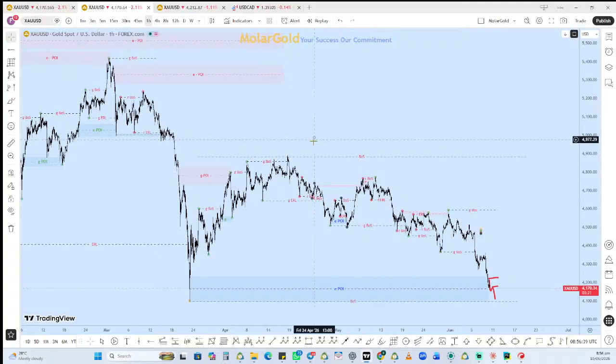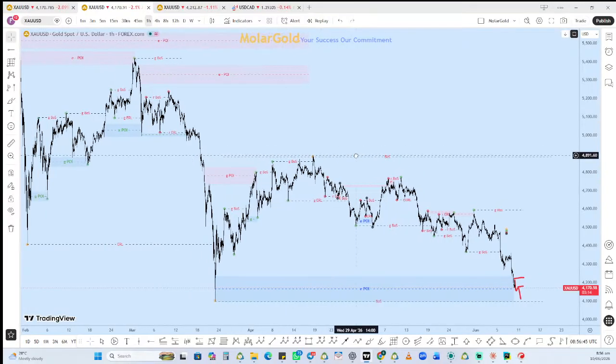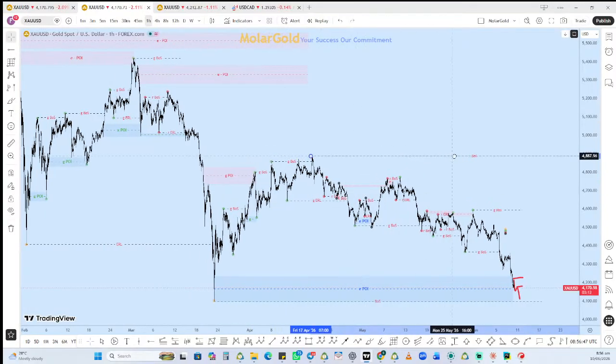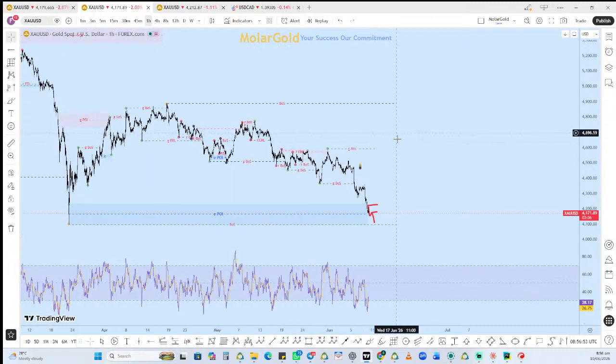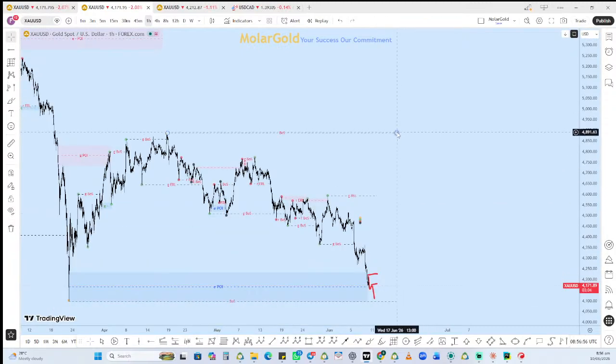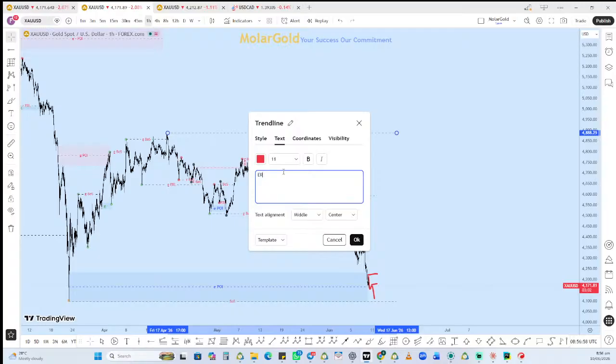Is it gold? Yeah, it's gold. So once they break below that level, this one would be our ERL. This guy is going to be our ERL. And ERLs are very, very powerful. They are very, very crazy. So this is going to be an ERL. Okay, good.